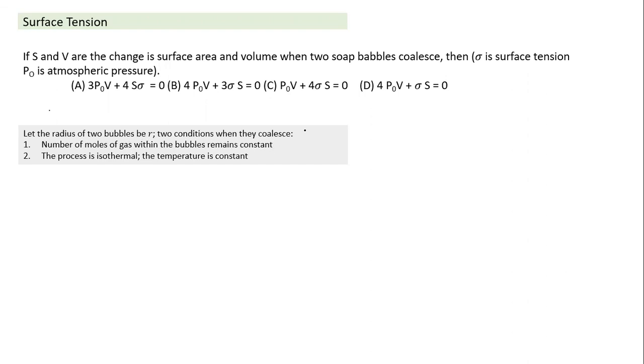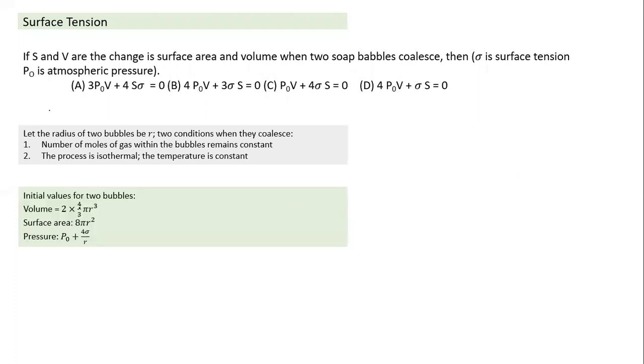So here the ideal gas equation also comes into the picture. The number of moles remains constant, and it's an isothermal process, so temperature also has to remain constant. So we can use the condition P1 V1 is equal to P2 V2. Rest all is just making use of the condition.